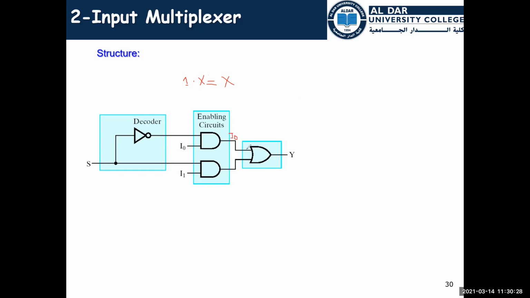Now we have also the output appearing here, and this value is 0. And we know that I0 plus 0 is equal to what? It is equal to I0. This is another identity we have studied before. So the output will be I0. Y is equal to I0. That's why we use the selection line to enable one of them and disable the other. Accordingly, we will extend this idea to have more inputs and more selection lines. This is the basic one.